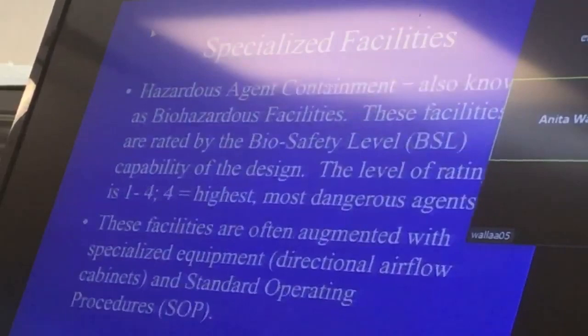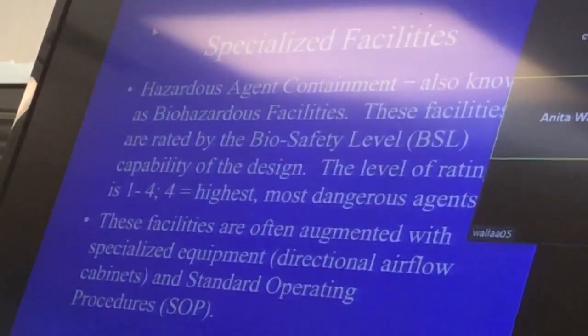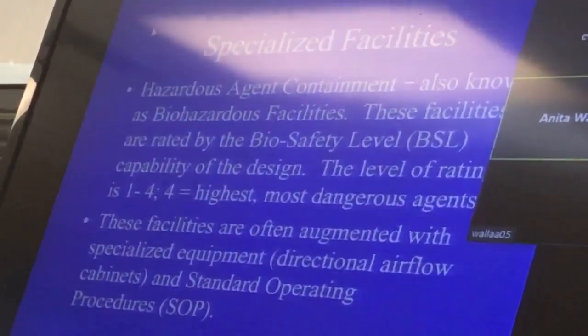We talked about BSL-3, BSL-4 already. It's important to have standard operating procedures to verify how that facility is functioning, so that everyone coming into the facility understands the procedure required to maintain the degree of containment that you're looking for.